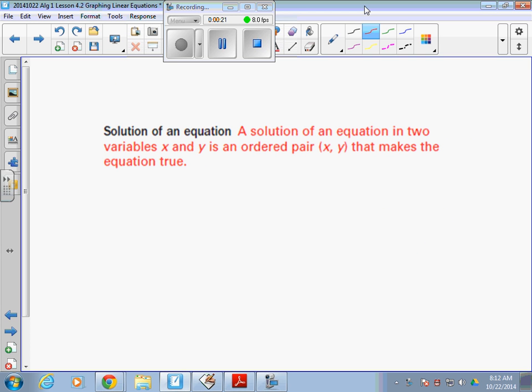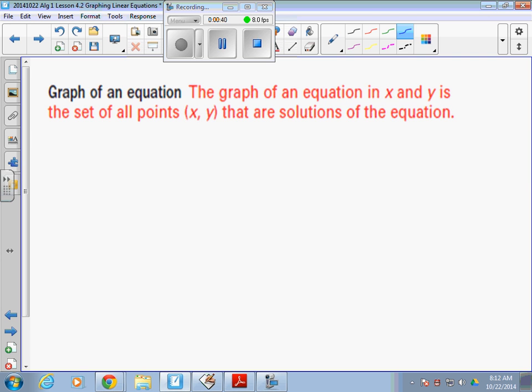Two definitions to start. One of them is the solution of an equation. What you have to know about a solution of an equation is that it's going to make a true statement when you plug it in. So you're going to get an x and a y value, and when you plug them in, it's going to give you a true statement. We have evaluated truth value on equations so far. We're doing the same thing with this. A solution of an equation will be true.